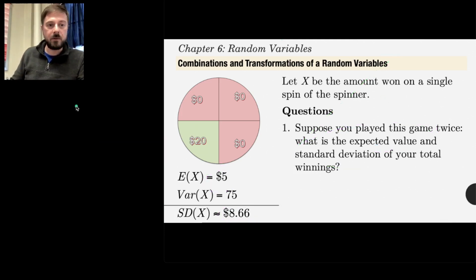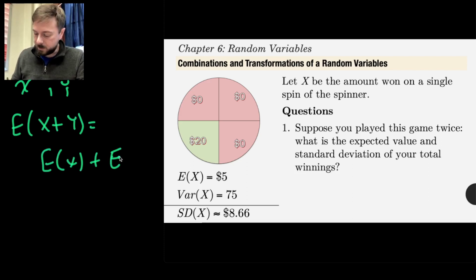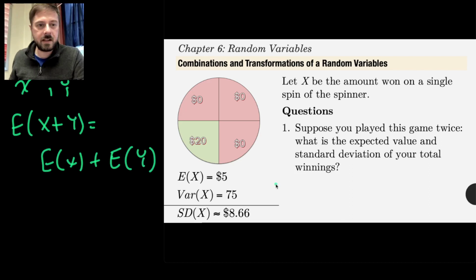And so this leads to a beautiful set of formulas. For any two variables, x and y, it doesn't matter what they are, this is always the case: the expected value of x plus y is always going to be equal to the expected value of x plus the expected value of y. That shouldn't come as entirely shocking. We saw that when you played the game twice, you could just double the expected value.